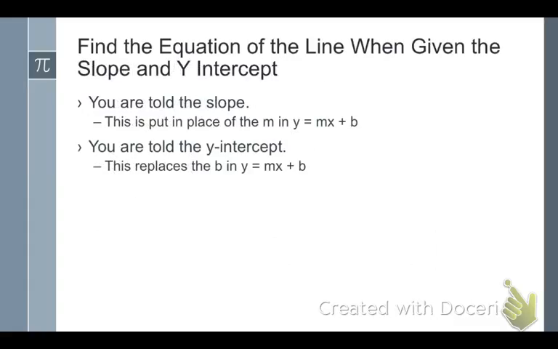So now what if we're just told the slope and the y-intercept? This isn't that different from using the graph. You're given the slope, the m gets replaced with the slope, and when you're told the y-intercept, that gives you the b.